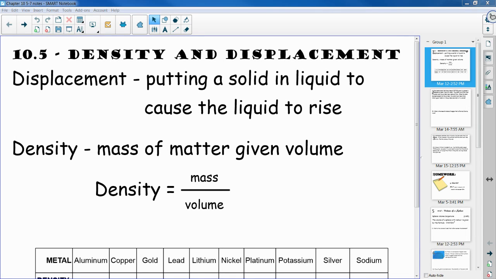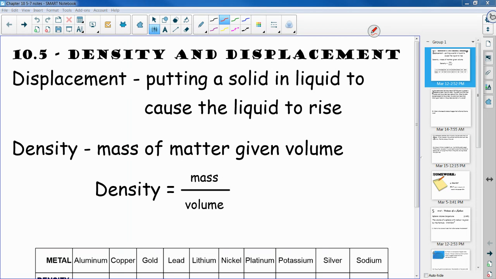Today we're going to look at section 10.5, density and displacement. If we're talking about displacement, we are putting a solid into a liquid, and that should cause the liquid to rise, right? So displacement is how much that liquid rises, and our displacement relates directly to our volume. How much the liquid gets displaced by the solid is how big our volume is, because volume is how much space the shape takes up. So that's what volume is.